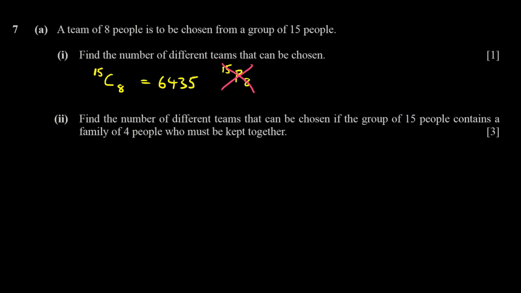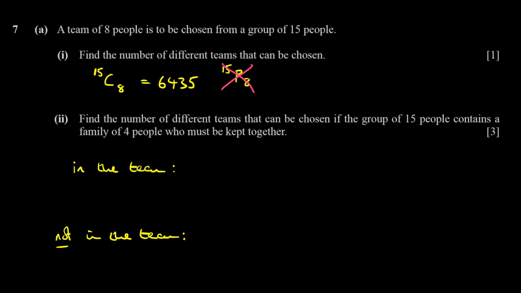15 people contains a family of 4 people who must be kept together. Now, I don't really like this question in the way that it's worded. I think it is a little bit ambiguous, but this is the idea, right? If you've got the family of 4 people and they've got to be kept together, then you've got 2 outcomes. One outcome is the family of 4 people is in the team. That's one outcome. The other outcome is they are not in the team. Now, in both of those cases, the family is all together, right?